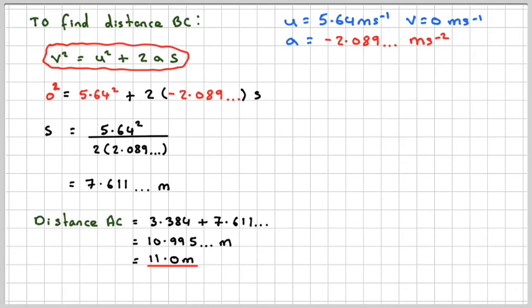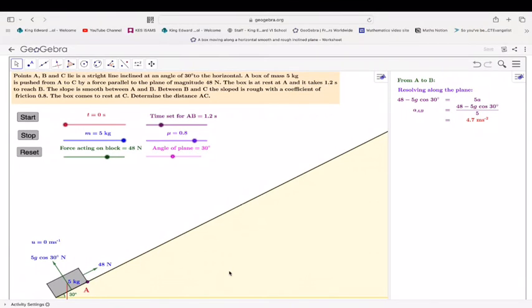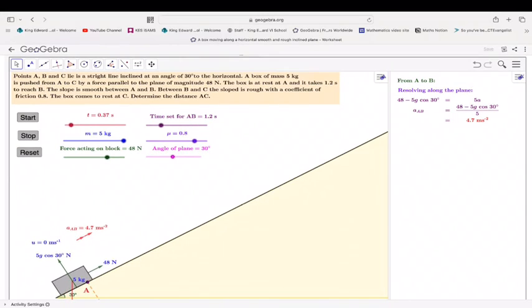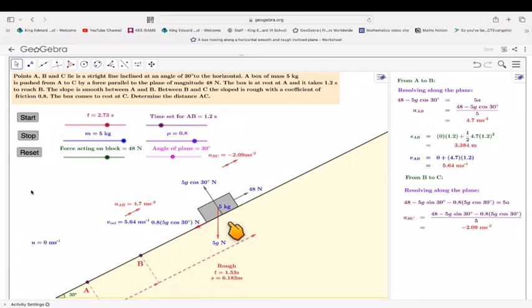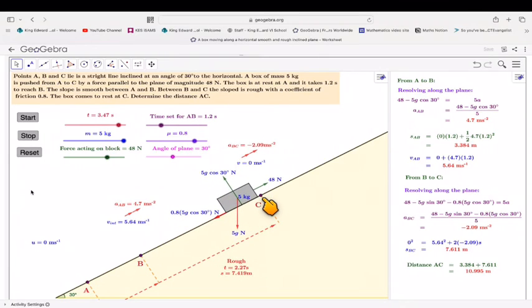Now I made this app, and the link for the app I will put in the notes of the video. So here we can see the box down here. We can see all these being set at the right thing. You can try different parameters if you like with the app. And if you press start, you can see what's going to happen. Okay, so it's got to B, and then it's going to start to slow down and get to C. All the maths here is down on the right hand side as well.